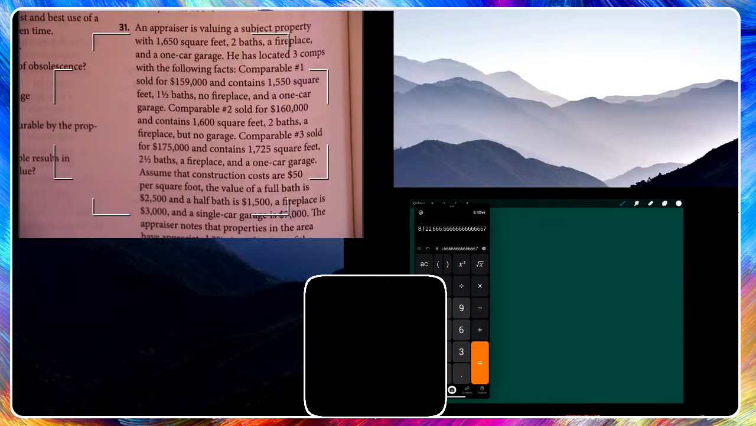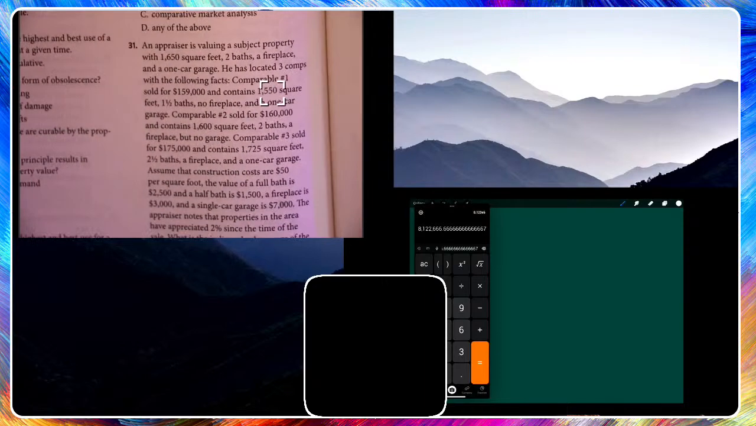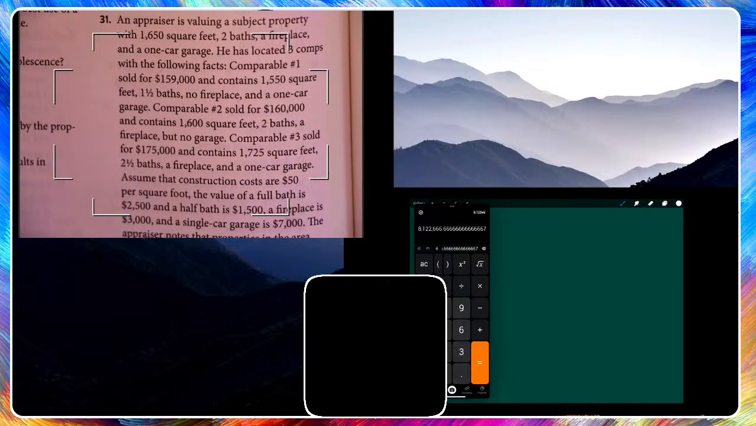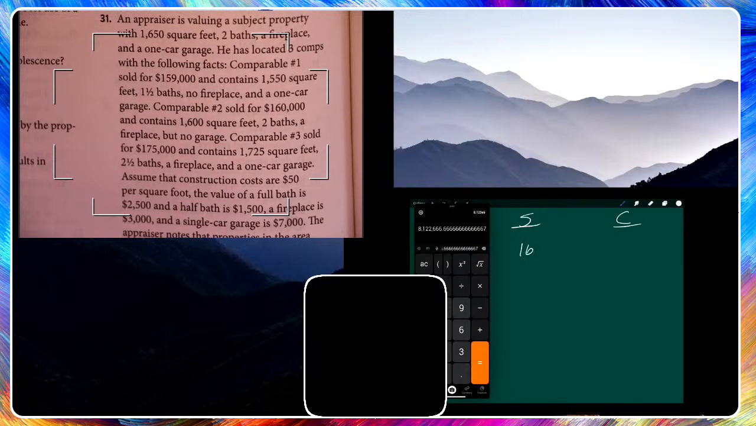Okay. An appraiser, can you see that? An appraiser is valuing a subject property with 1,650 square feet, 2 baths, fireplace, and a 1-car garage. Subject comp. Subject has 1,650 square feet. It has 2 bathrooms, has a fireplace, and it has a garage, a 1-car garage. He's located 3 comps with the following facts.